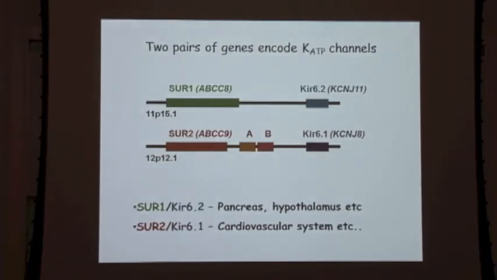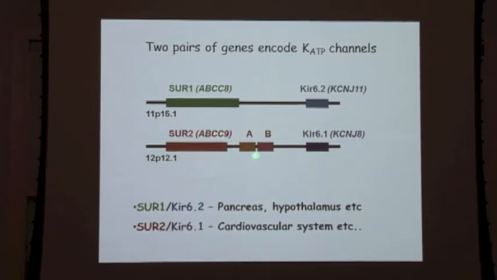There's a very interesting genetic makeup of the KATP channel genes. So, we know that on human chromosome 11, there is the gene for SUR1, called ABCC8, ATP binding cassette subfamily C, member 8, immediately upstream of Kir6.2, K channel family J, number 11. There are no genes in between. On chromosome 12, there is SUR2 immediately upstream of Kir6.1.